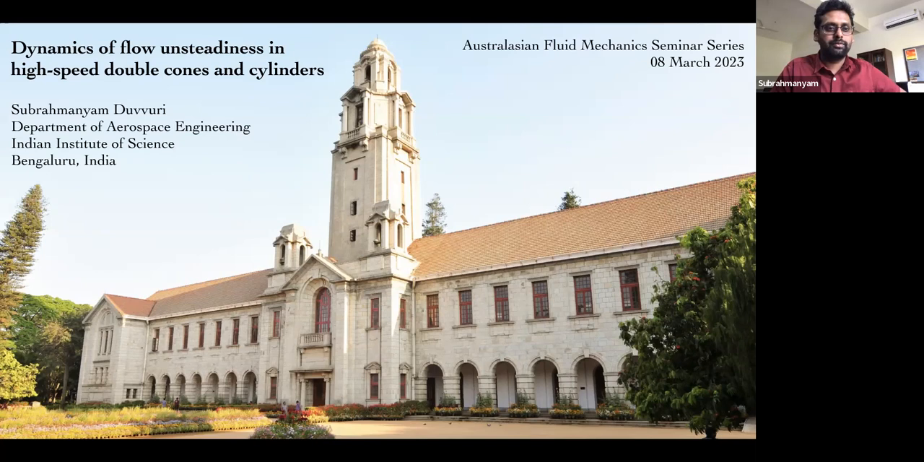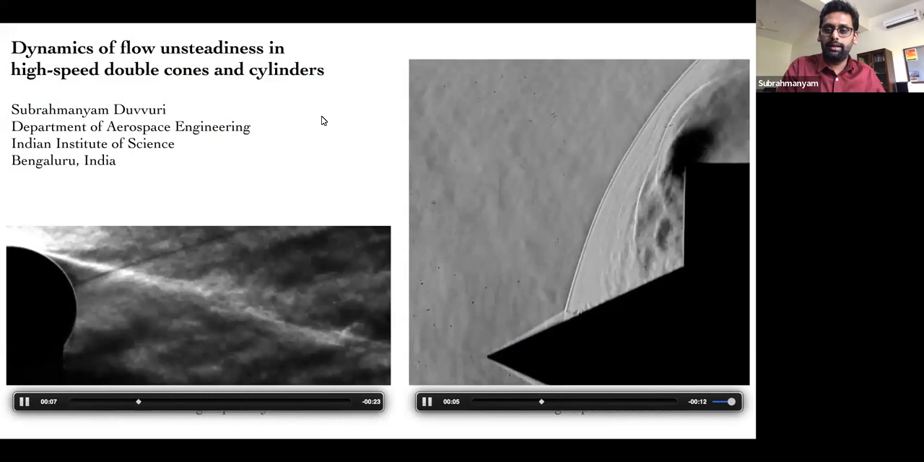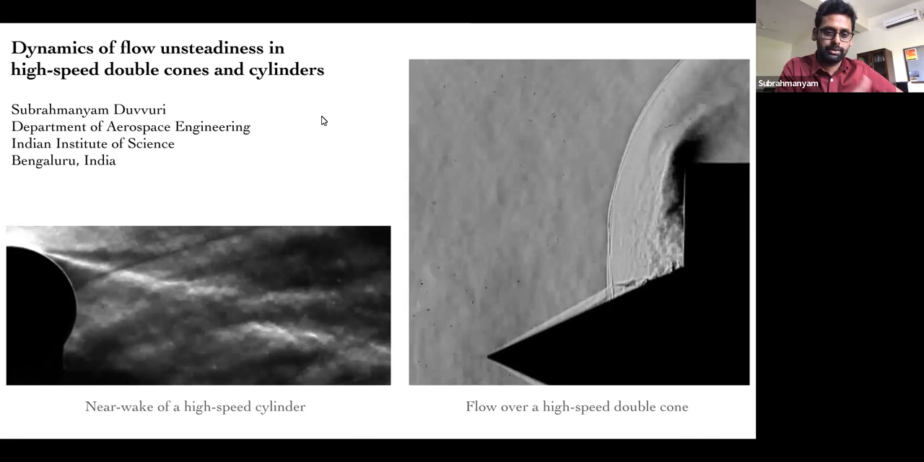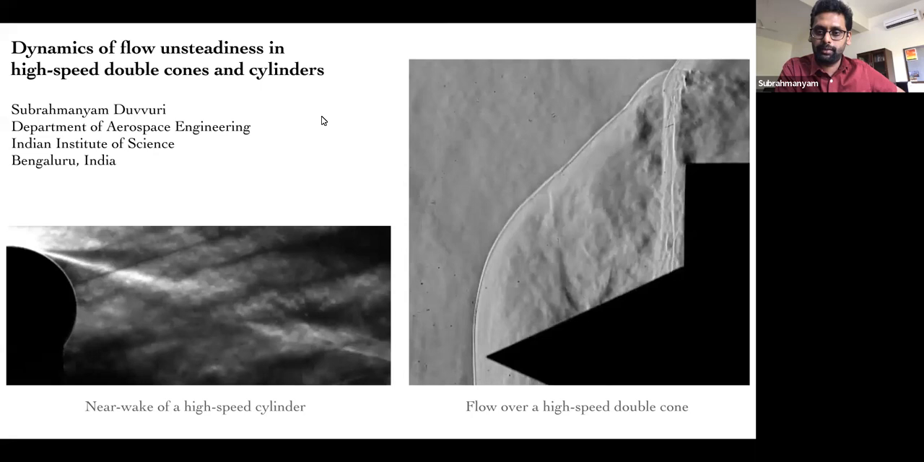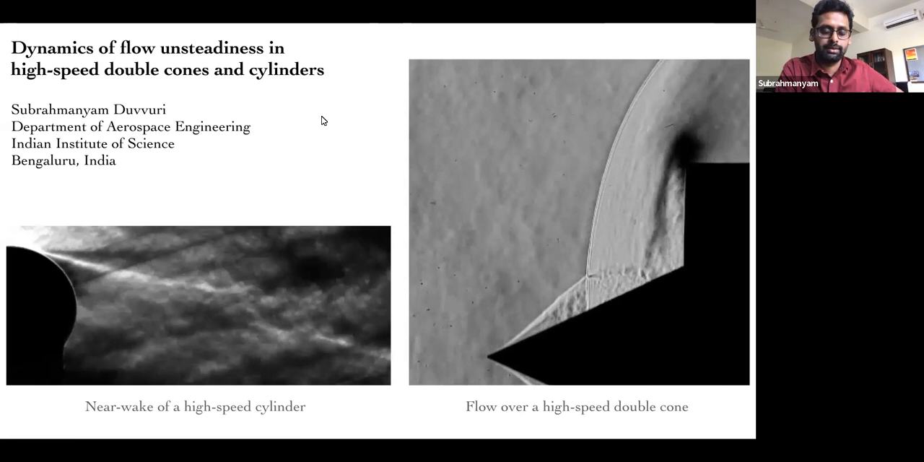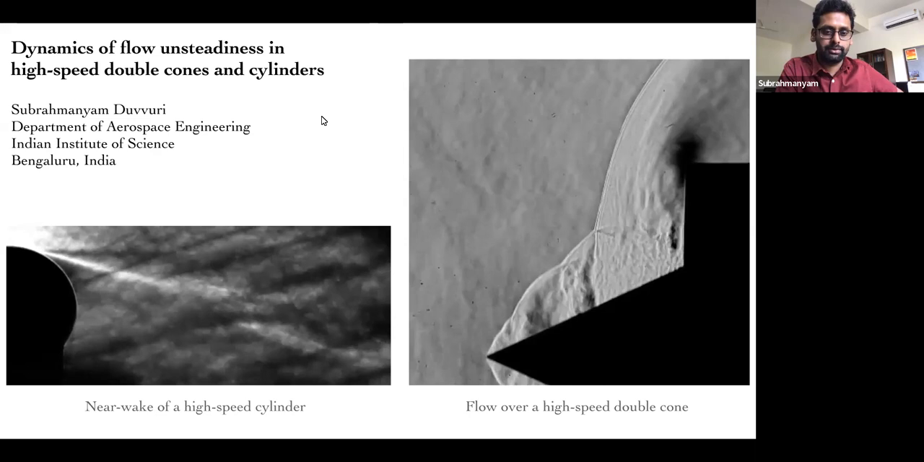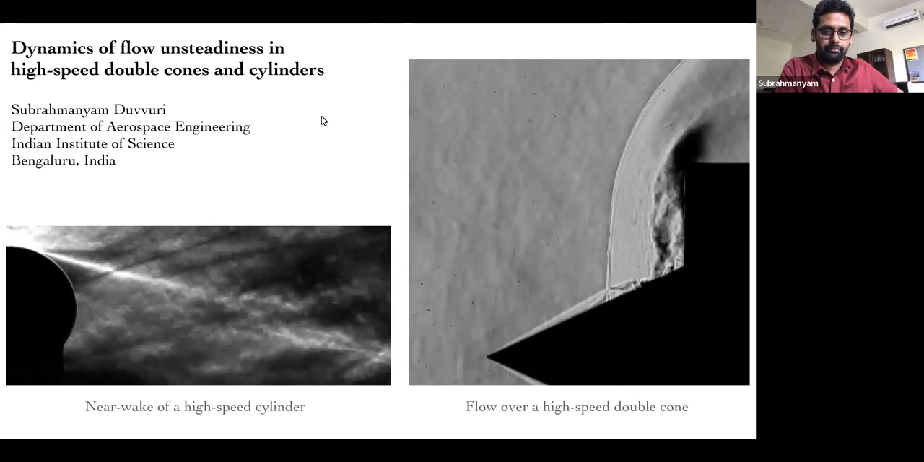So as you can guess from the title of my talk, I'm going to be talking about two canonical flows, so high-speed flow over double cones and also high-speed cylinder wakes. So here's a little teaser for what's in store over the next 50-55 minutes. What you're looking at on your screen are two high-speed Schlieren videos, which have been slowed down for playback. On the right is a very unsteady flow over a double cone geometry. So this is a cone and a cylinder. And on the left is the near wake region of a high speed cylinder. Both the flows are at Mach 6. In the cylinder wake, you can also make out coherent oscillation. So this is what I'm going to be talking about.